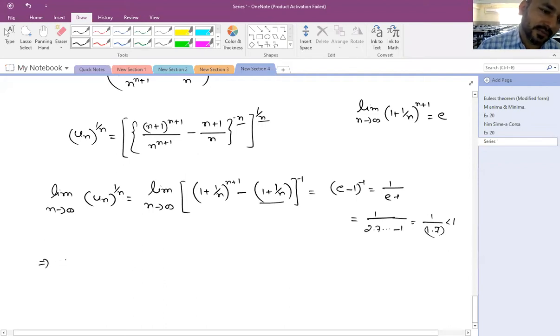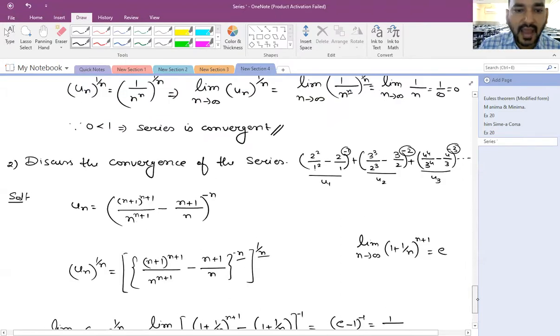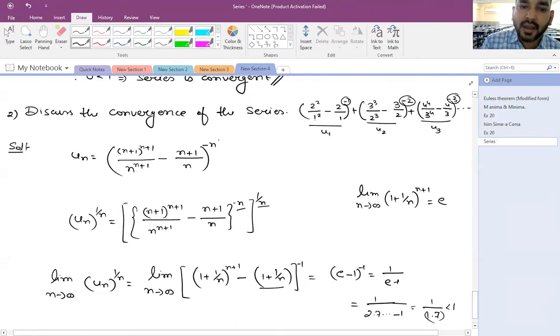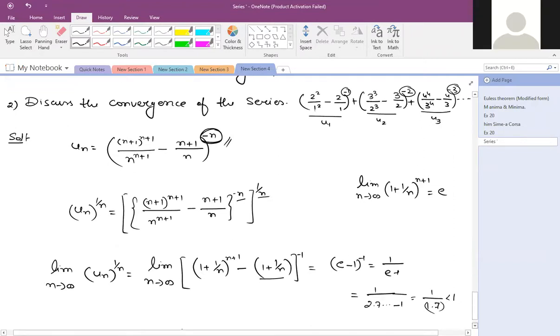Implies that the series is convergent. And I hope you can very easily identify why I have applied the nth root test, because of this minus n.